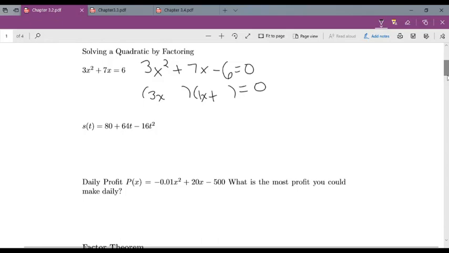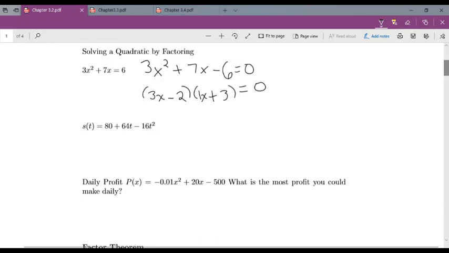Well, 3 times 6 is going to give you an 18. That's way too big. 3 times 3 is going to give you a 9, minus a 2 is going to give you a 7. So if I do 3 here, and I do a minus 2 here, it should factor out. 3x times 3 is 9x, negative 2 times 1x is negative 2x, which adds to give you that 7x, and everything else works out as well. If you have a different method of factoring, by all means, go ahead and do that, no problem.